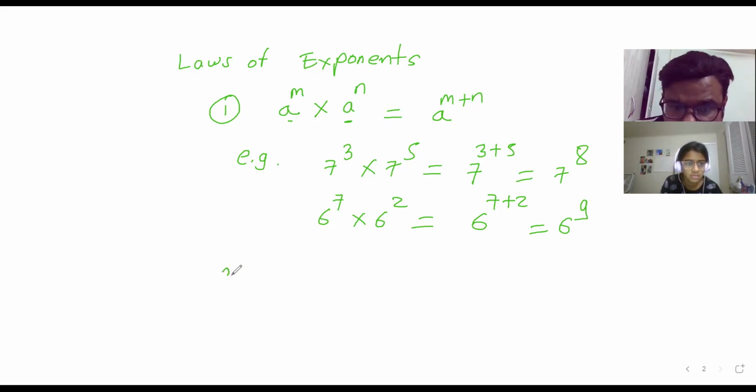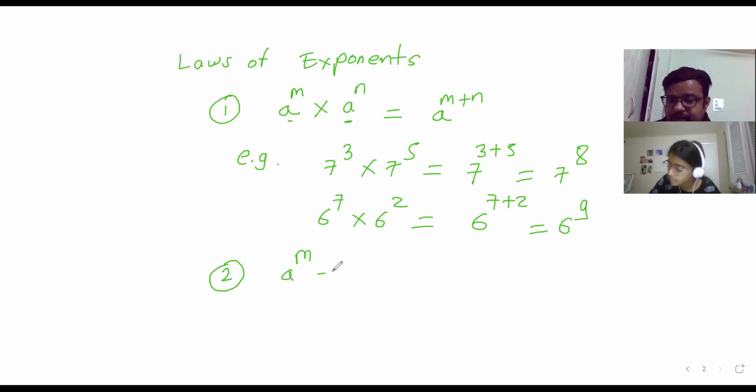Okay, the next law is there. Suppose here the base is the same, a raised to m, and in between there, instead of multiplication, the operation is divide. Then we will take the base once like this only, but the powers get subtracted from one another. So it becomes a raised to m minus n.